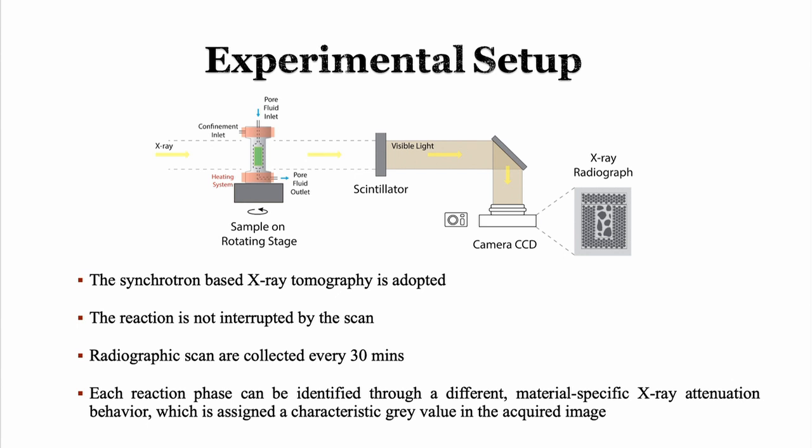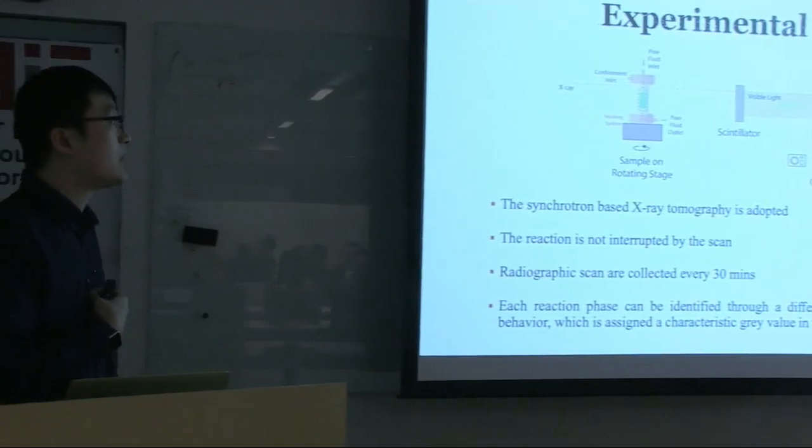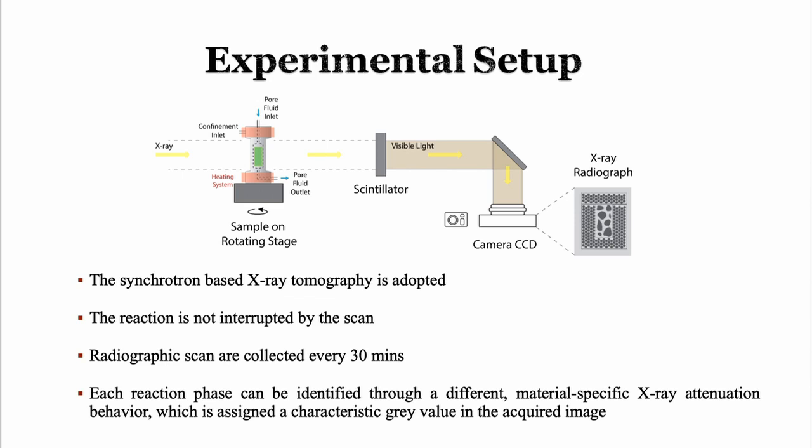Also in the study, we adopted synchrotron-based X-ray tomography as a non-destructive detection technique. This allows us to obtain a radiographic image of the reactor at any time without interrupting the reaction, and radiographic scans are collected every 30 minutes. The sample sits on this rotating stage while radiographic images are taken from different angles, and by rotating the sample 180 degrees, we construct a 3D image of the whole sample. By collecting the 3D data of the reactor at different time steps and adding time as the fourth dimension, we have the so-called 4-dimensional data we use for later detailed inspection.